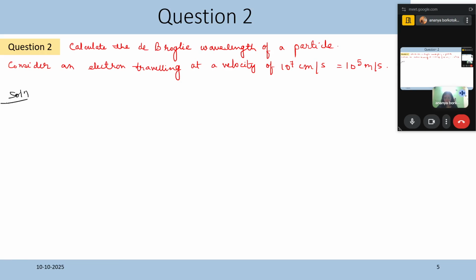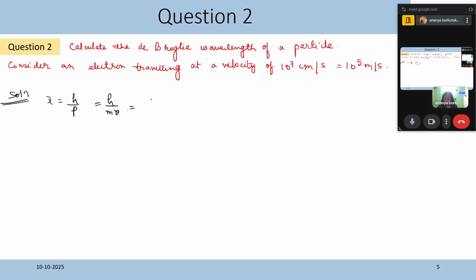We know what de Broglie's hypothesis is. It says that every particle has a wave nature, so the dual nature of matter, right? So a particle also has a wave nature and a wavelength associated with it, and that wavelength is lambda is equal to h by p, where h is Planck's constant and p is the momentum, which is m into v, velocity.